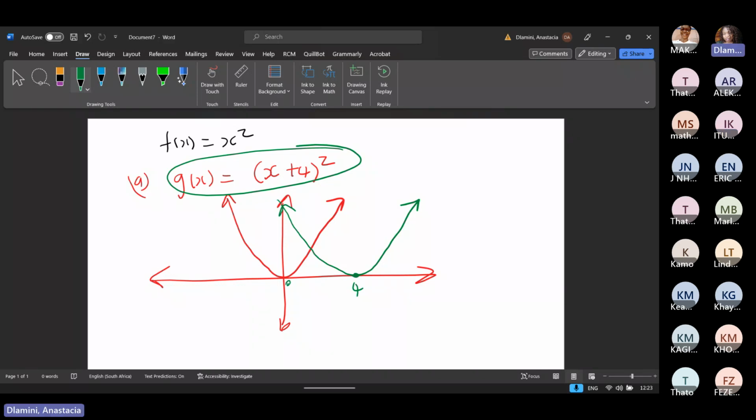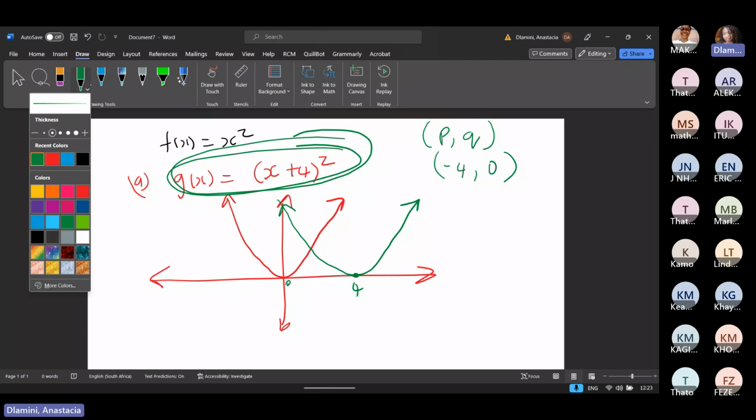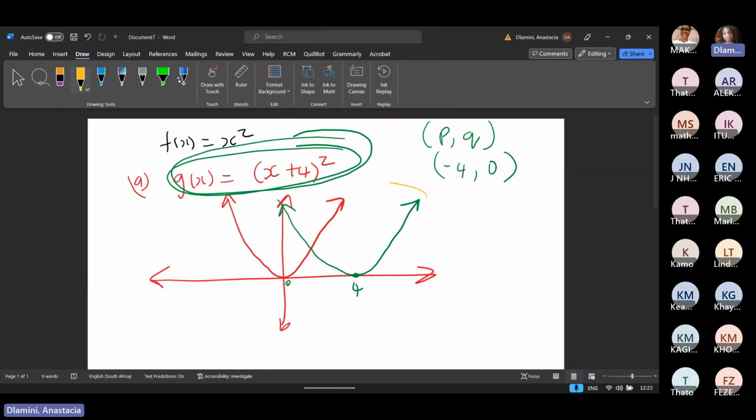But now, if we go to the vertex form of a parabola, what are our p and q from this graph here? Our q is 0, and our p is 4? Oh, minus 4. Minus 4, sorry. Do you see that now? The graph we drew here is incorrect.